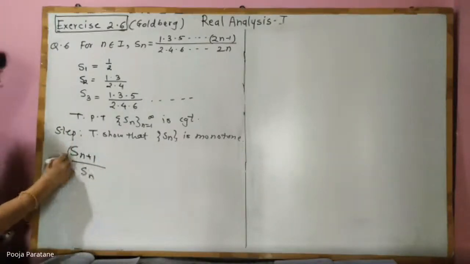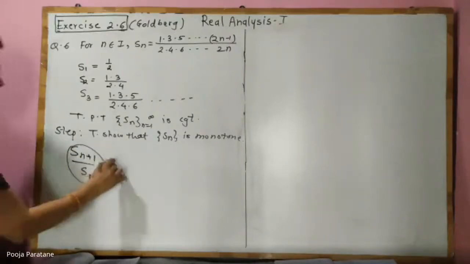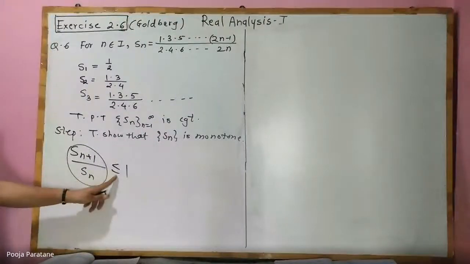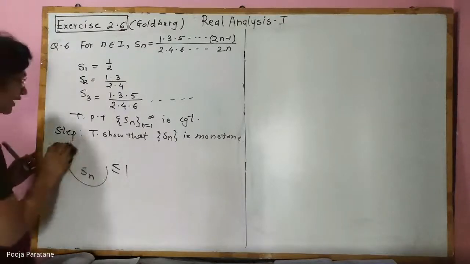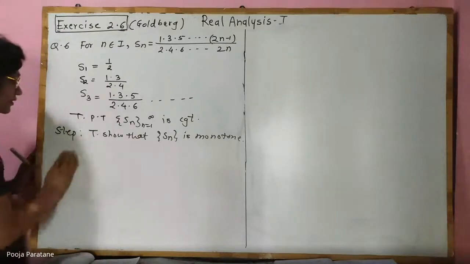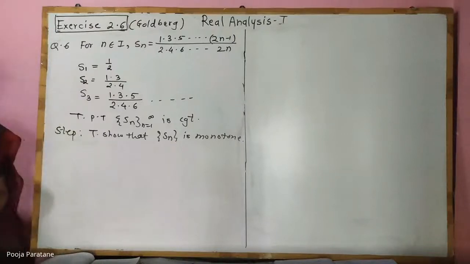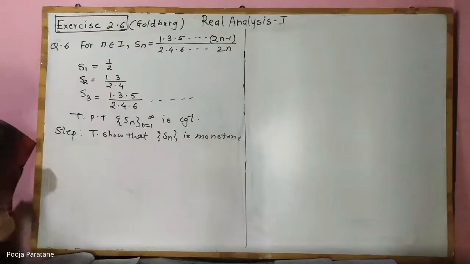We will consider the ratio Sn plus 1 upon Sn. If it is less than 1, then the sequence is non-increasing, and if it is greater than 1, then it is non-decreasing. So let us see. First we will find Sn plus 1. So what is Sn plus 1 here? In the numerator, it is the product of the first n plus 1 odd numbers.